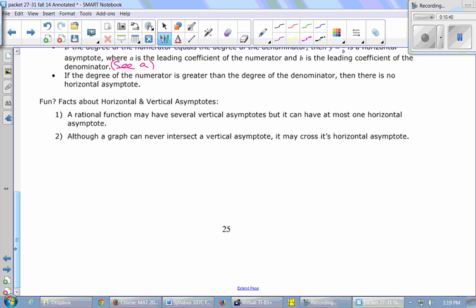So some fun facts about horizontal and vertical asymptotes. A rational function may have several vertical asymptotes, but it can have at most one horizontal asymptote. And although a graph can never intersect a vertical asymptote, it can cross a horizontal asymptote. Horizontal asymptotes just tell you about end behavior. They don't tell you about what's happening in the middle. So it might cross near 0, somewhere in the middle, and then approach the asymptotes really far out.